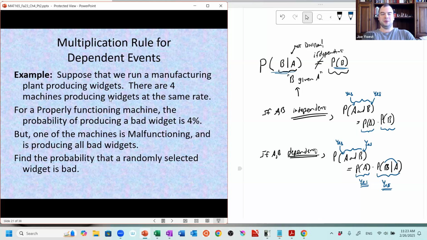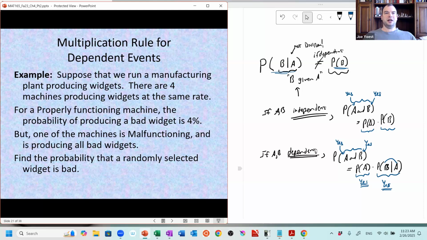There are 4 machines producing widgets at the same rate. For a properly functioning machine, the probability of producing a bad widget is 4%. So even a properly functioning machine doesn't get it right all the time. But one of the machines is malfunctioning and it's producing all bad widgets. And we imagine that our 4 machines are producing these widgets: the properly functioning machines, some bad ones, some good ones; the malfunctioning machine, all bad ones.